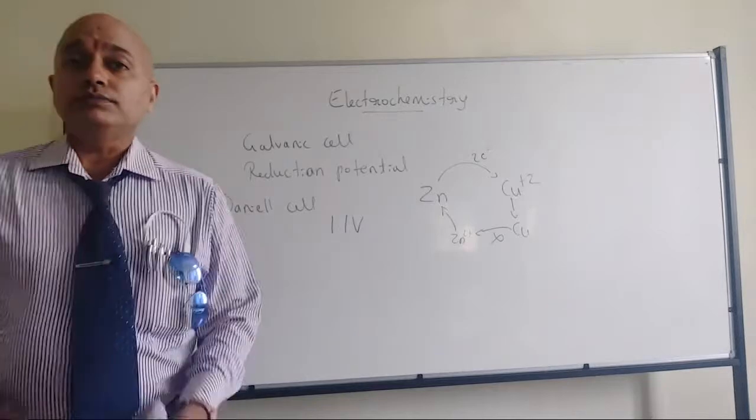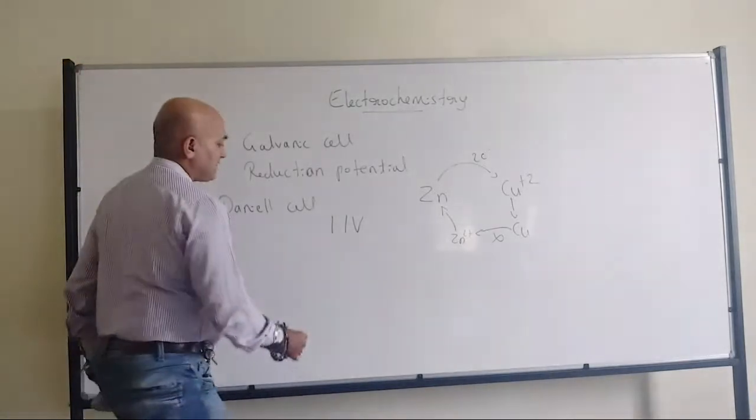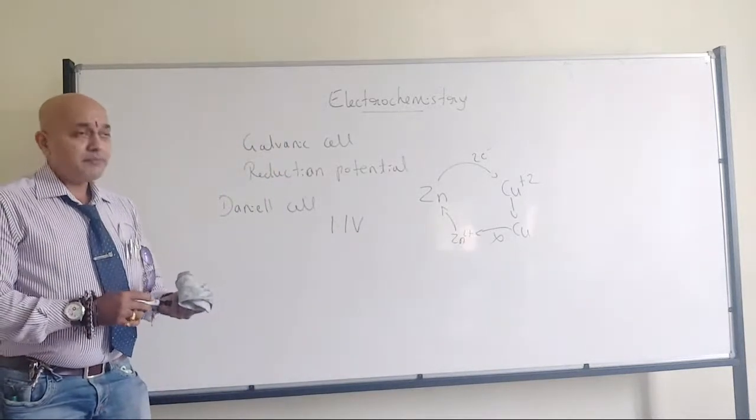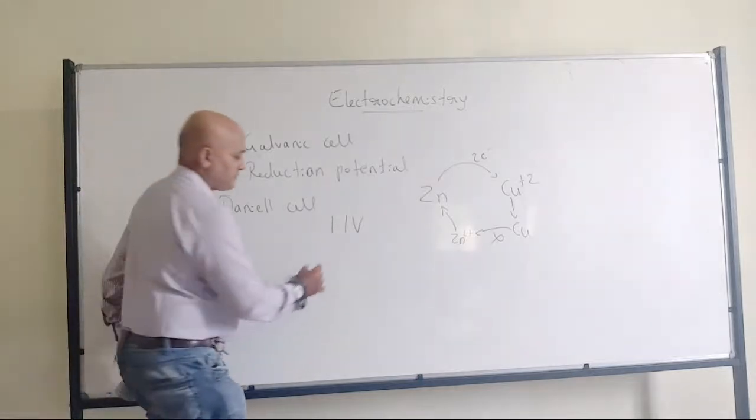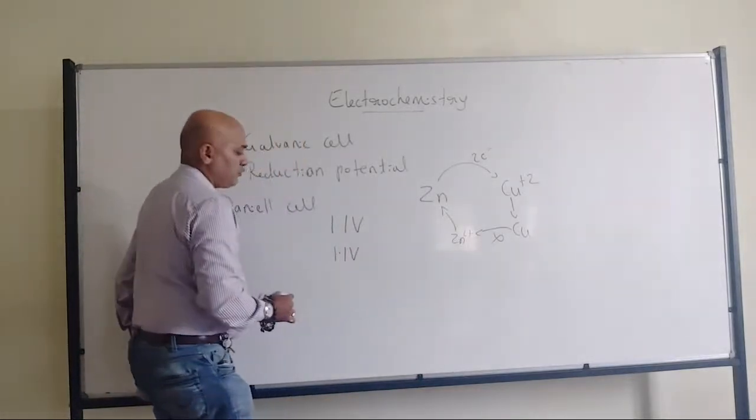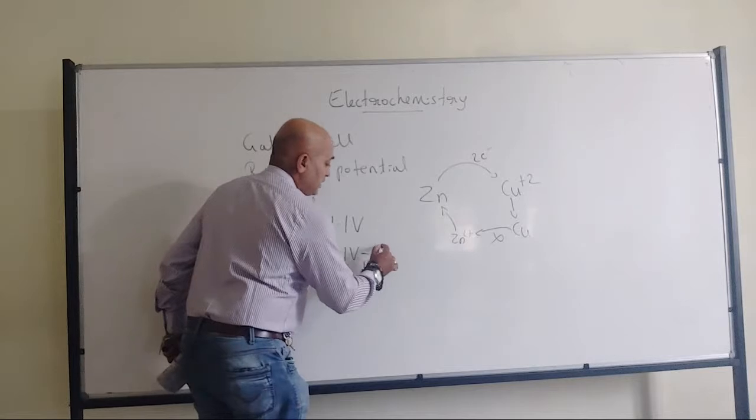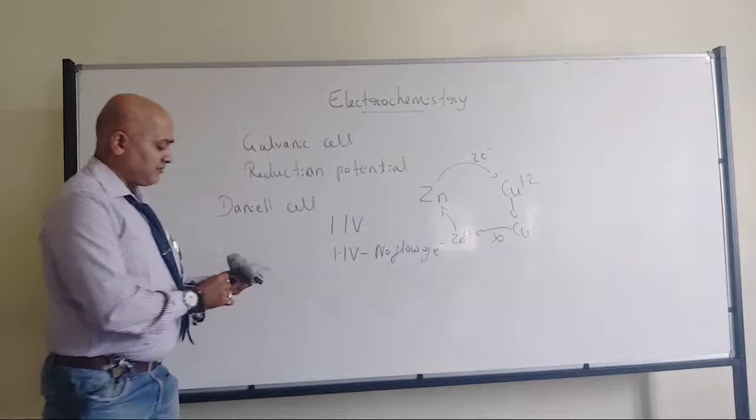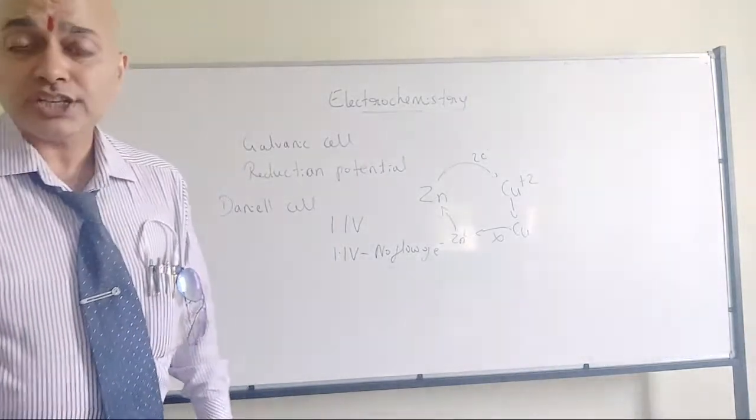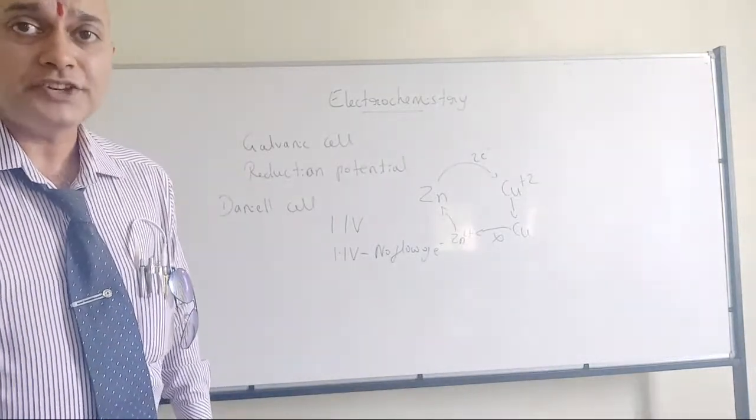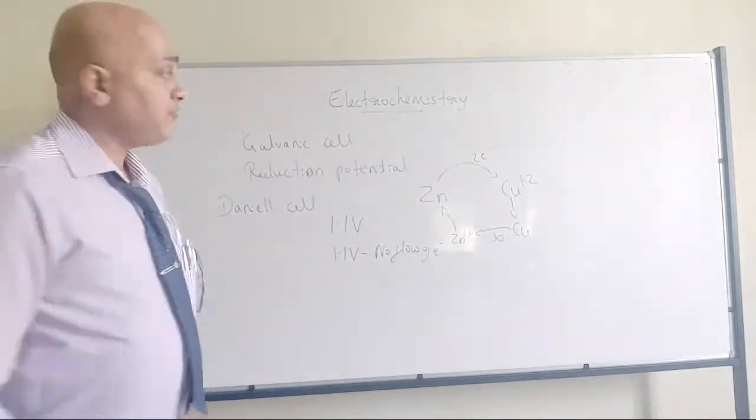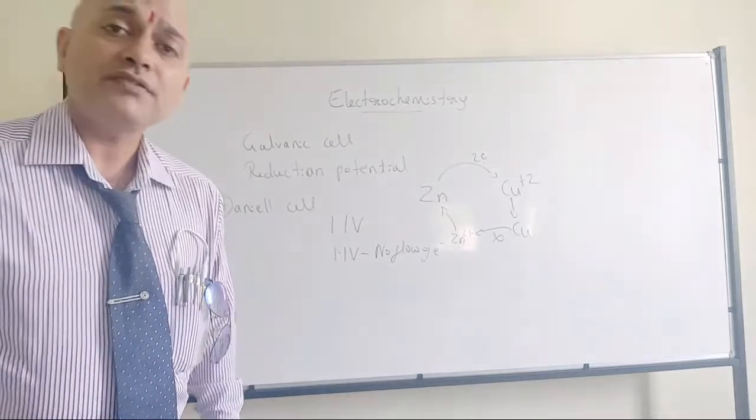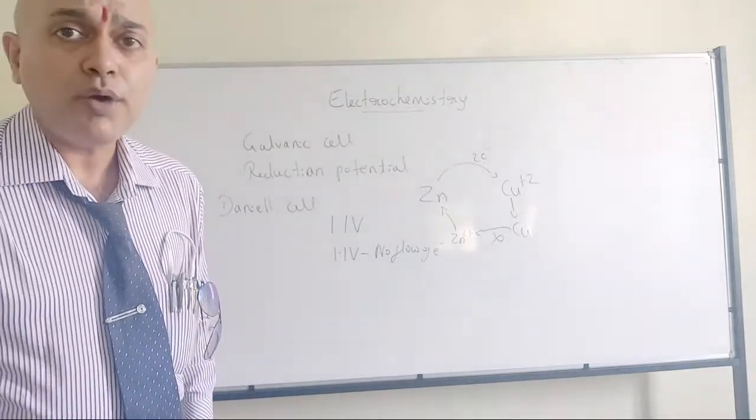Okay. Now, under equilibrium condition, or if I maintain 1.1 voltage, then there will be no flow of electrons. So what I will do is, I will supply the external voltage of 1.1 voltage, then there is no question of any flow of electrons. So why is it happening? Because externally we are supplying 1.1 voltage.